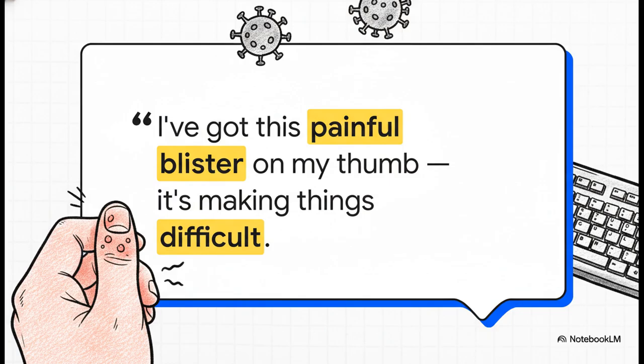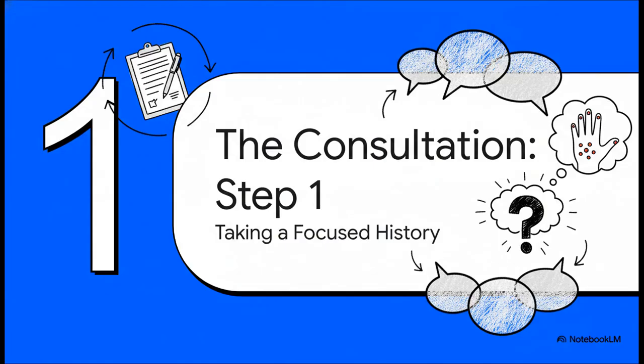Your patient is a typist, and this is what he opens with. This sentence is your cue to begin the consultation, starting with a really focused history. So your first move is to quickly confirm his details, and then you're going to dive right into the history of what's brought him in today. The question is, what exactly do you need to ask?